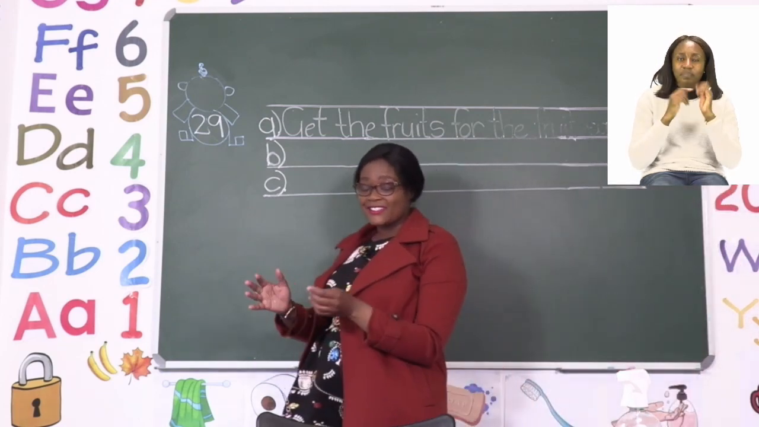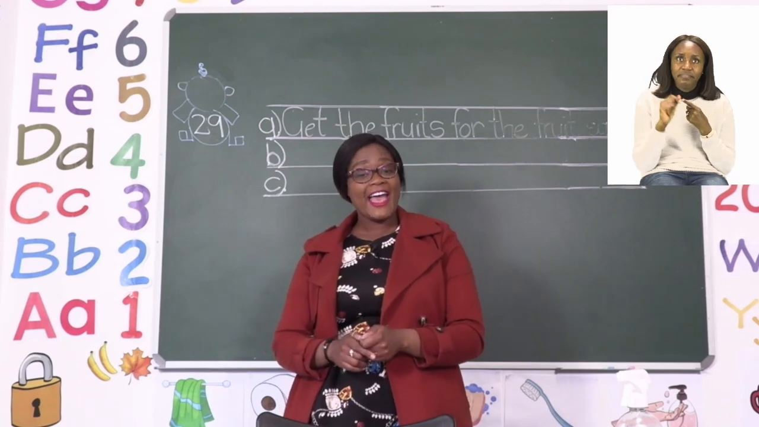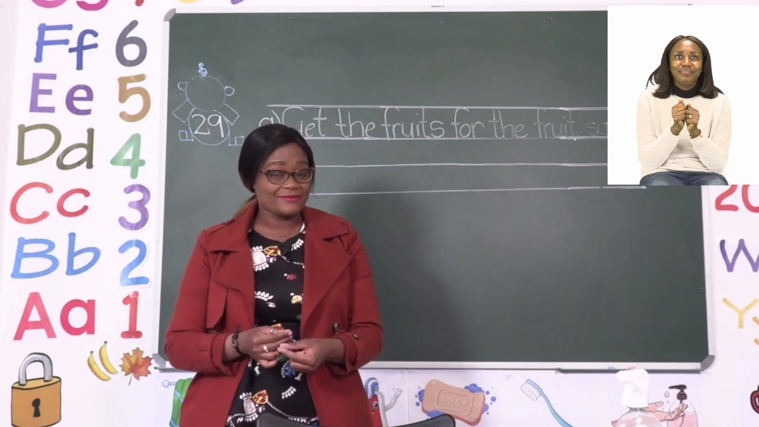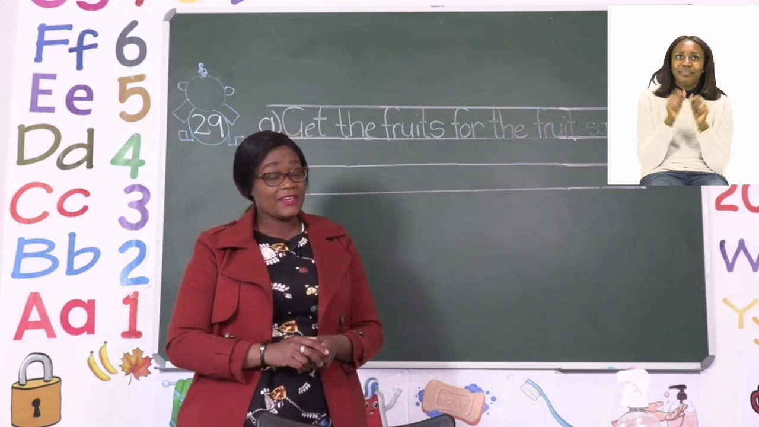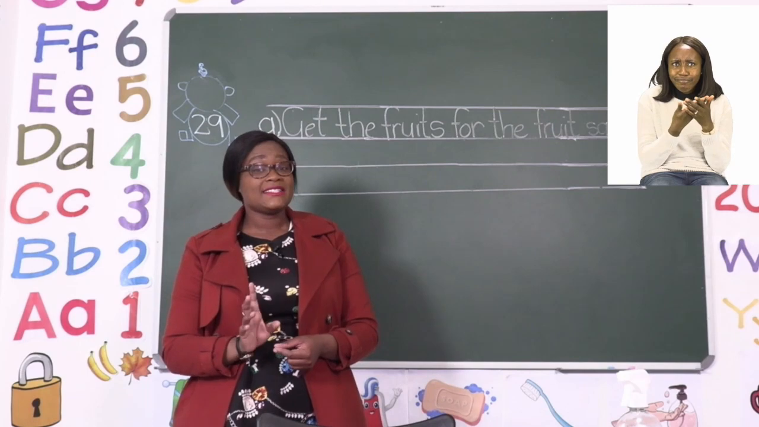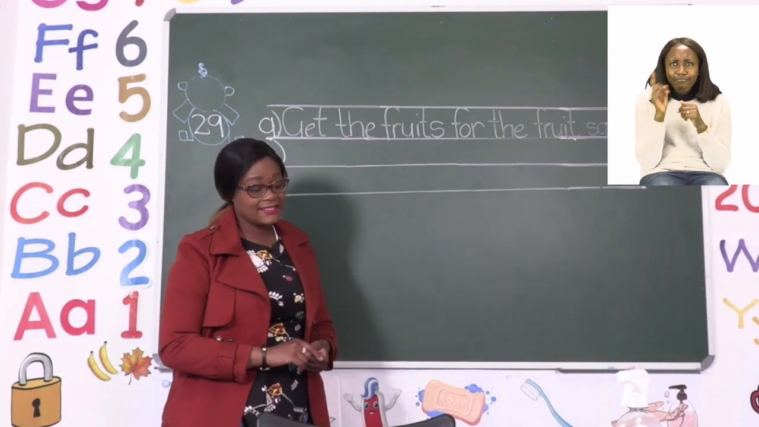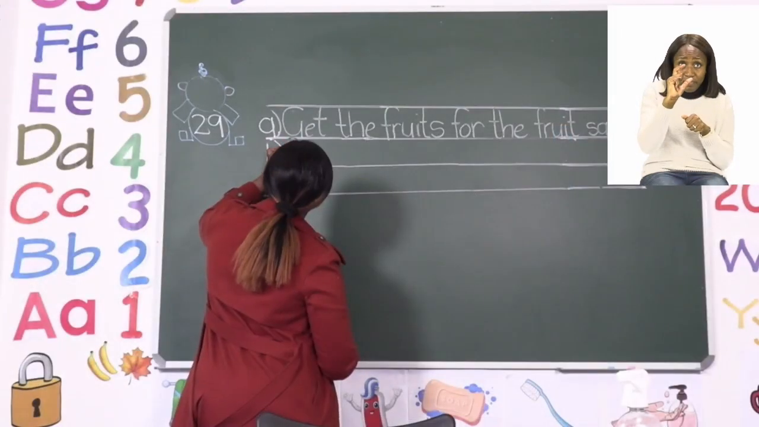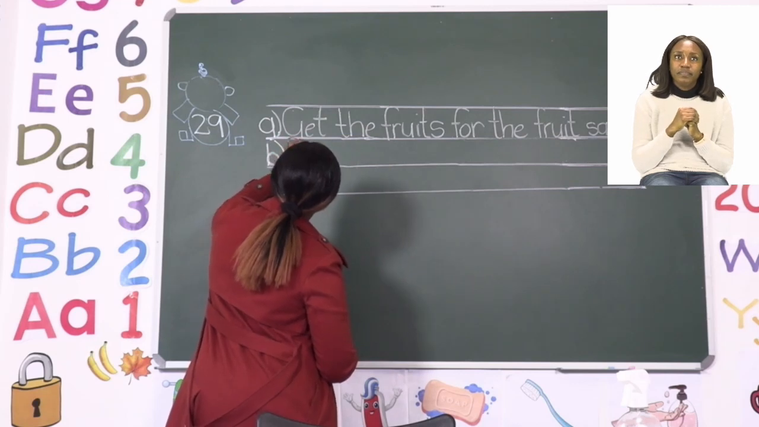So that is the first instruction, to get your fruits, and maybe after that we can now see the next one. We are now looking at the picture, and the picture seems like we need to say the sentence, peel and slice the bananas. But it's not just bananas that will need peeling, also the apples as well. So we're going to use that sentence that says, peel and slice the bananas. Capital letter P for the word peel. Very good.